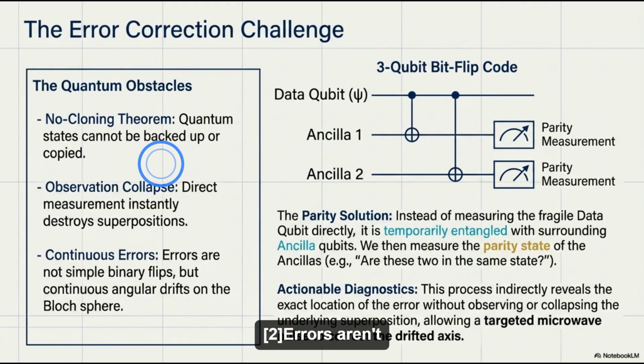And the third. Errors aren't discrete flips. They're continuous angular drifts on the Bloch sphere, way harder to detect. So how did people solve it? Brilliantly, they used entanglement.